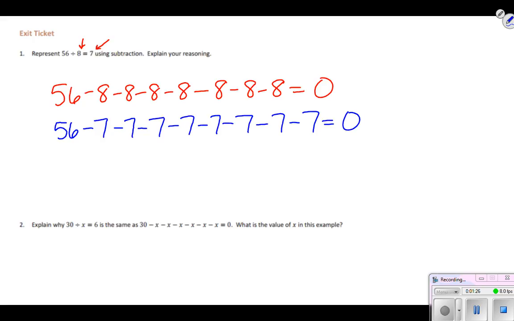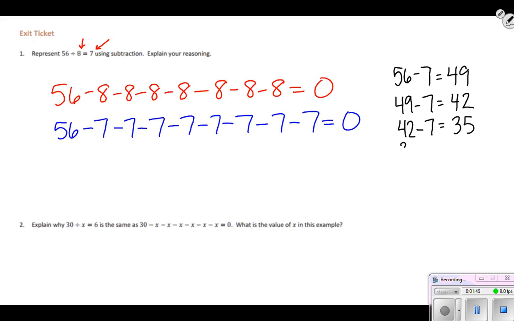So if you want to take a look at how that looks, breaking it down chunk by chunk, I would do 56, subtract 7, and you're at 49. 49, if I take away 7, now I'm at 42. 42, subtract 7, I get 35. Continuing 35, subtracting 7, 28. 28, subtracting 7, I'm at 21.